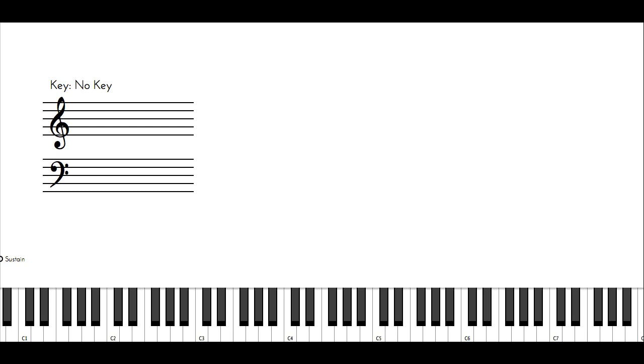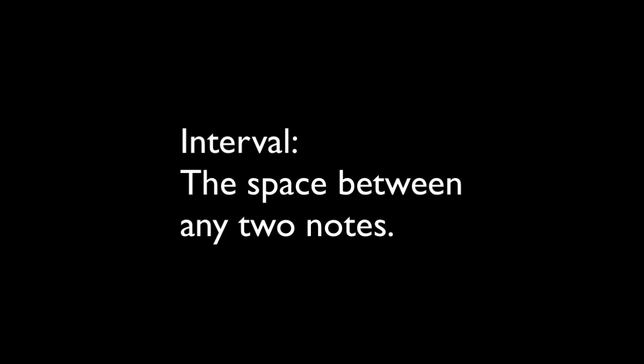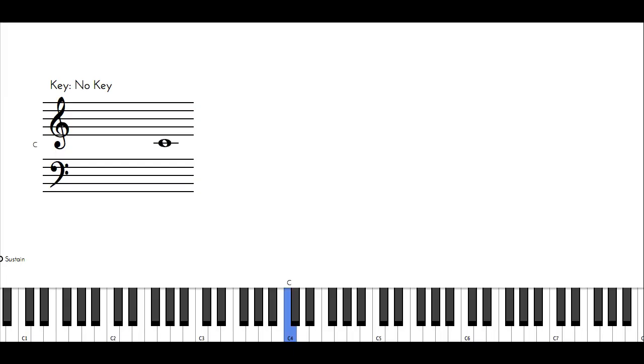Alright, so another tip that you can use in playing in all of your keys is using intervals. So really quickly, an interval is a space between any two notes. So if I'm playing a C and a G, that interval is a fifth. If I play a C and a C, that's an octave. If I'm playing C and an E flat, I'm playing a minor third.